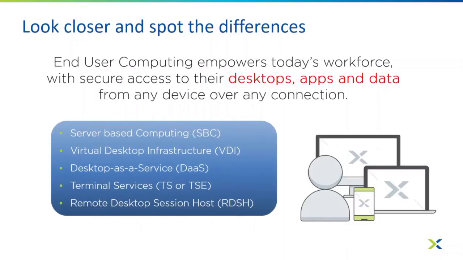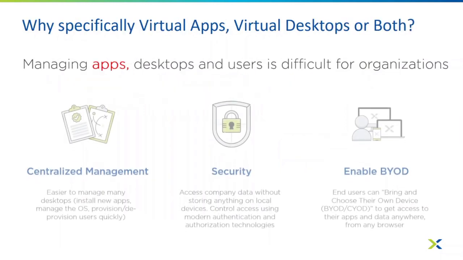So server-based computing allows desktop and application access. A virtual desktop infrastructure allows a desktop-centric type of computing. Desktop as a service is also a desktop-centric type of computing. Typically what you'll see at customers is a combination of all three of these. I don't know of many customers that have only server-based computing or only a VDI, or virtual desktop infrastructure. So like I said, typically you're going to see a combination of these technologies.